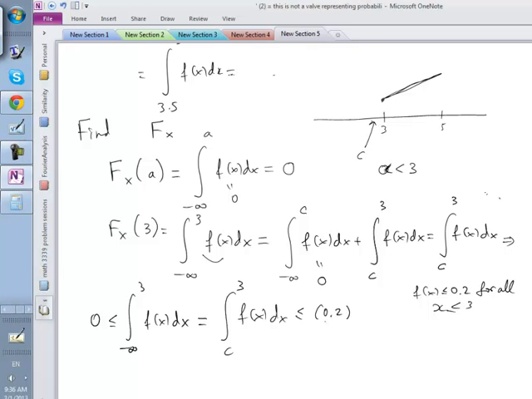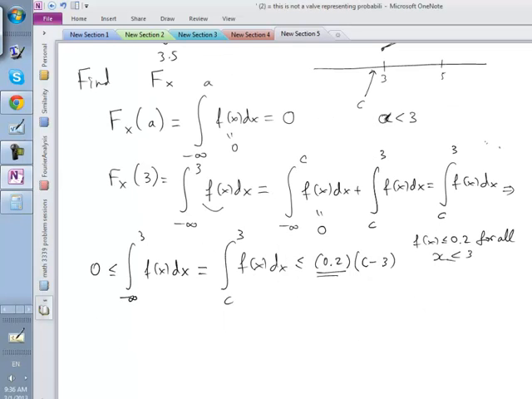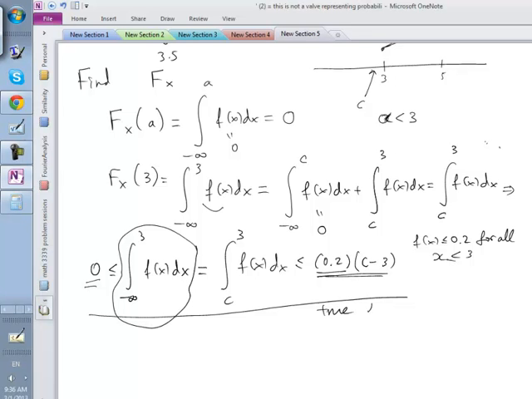less than or equal to 3. So I'm using this inequality times the length of the interval, 3 minus c. This is true for every c. So you see I sandwich this integral between 0 and this upper bound. And these inequalities are true for all c less than 3. Now take the limit of the right hand side when c goes to 3 from the left.